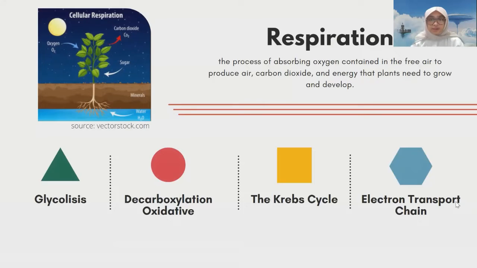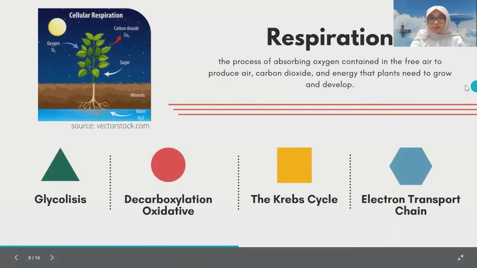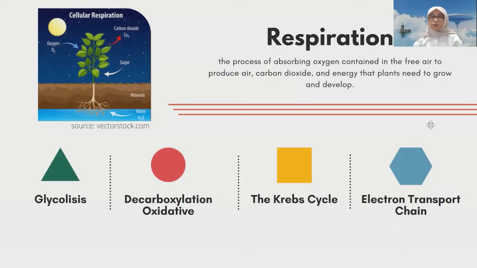The next interaction is respiration. Respiration is the process of absorbing oxygen contained in the free air to produce water, carbon dioxide, and energy that plants need to grow and develop. There are 4 steps in respiration: glycolysis, oxidative decarboxylation, the Krebs cycle, and the electron transport chain.